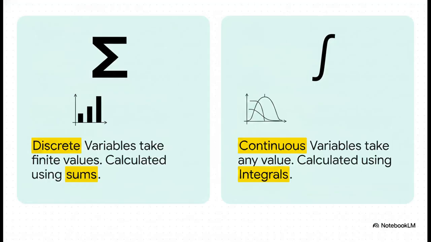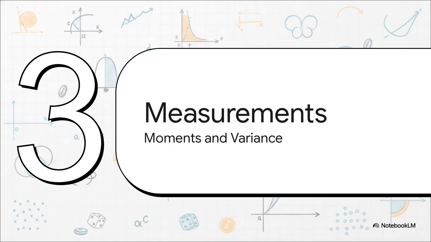You see, the math fundamentally shifts depending on the flavor of the variable we're looking at. For discrete variables, things that take on finite, distinct values, we rely on discrete sigma sums. But for continuous variables that can span literally any value within an interval, we switch over to smooth integrals. So just remember, discrete jumps use sums, and smooth, continuous intervals use integrals. Let's jump to Section 4, measuring moments and variance.